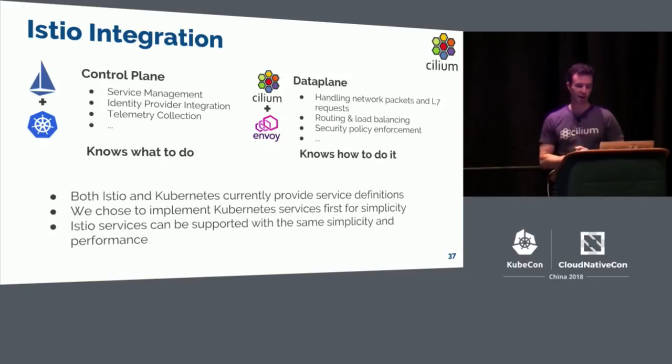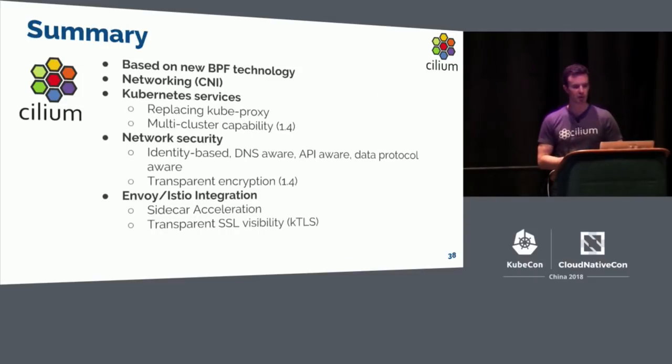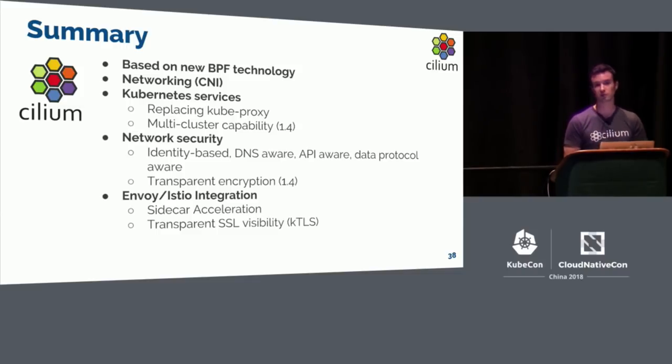Data plane knows how to do it. Both Istio and Kubernetes right now have an idea of how to do service definition and management. So we have Istio services and we have Kubernetes services. We chose to implement Kubernetes services first for simplicity, but we can implement Istio services as well. That's not exclusive at all. So Cilium is completely compatible with Istio and enhances it. To summarize, Cilium, based on BPF technology, comes in the form of a CNI networking plugin. We implement Kubernetes services, primarily replacing kube-proxy there, and can bring advantages such as global services, better scalability, and so on.